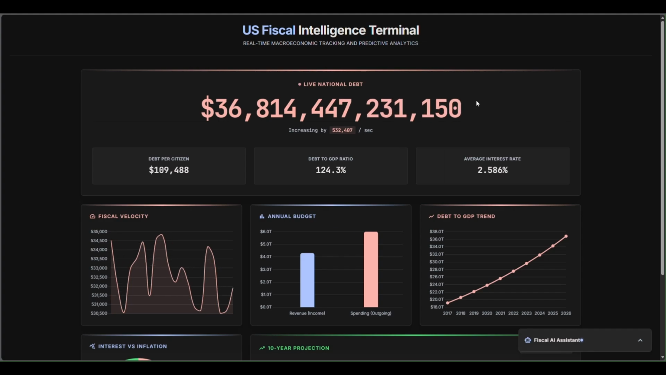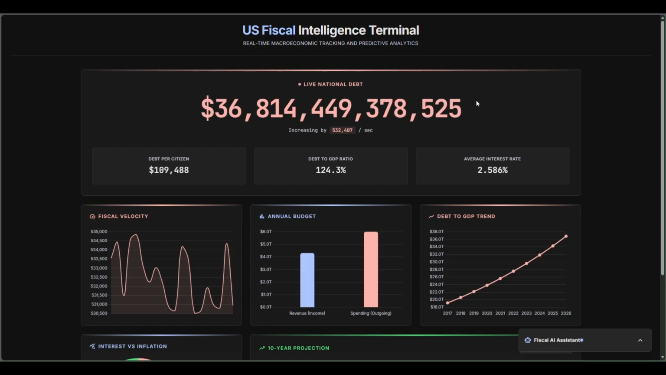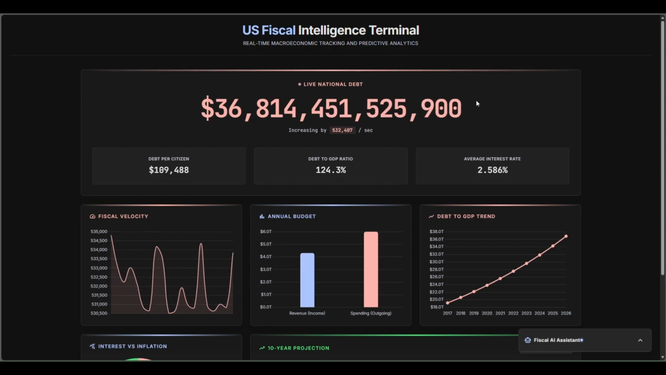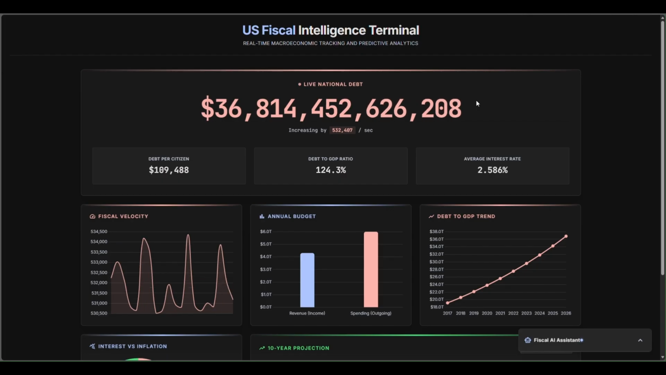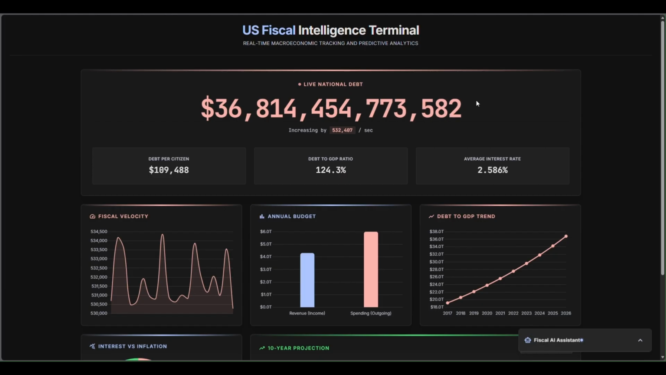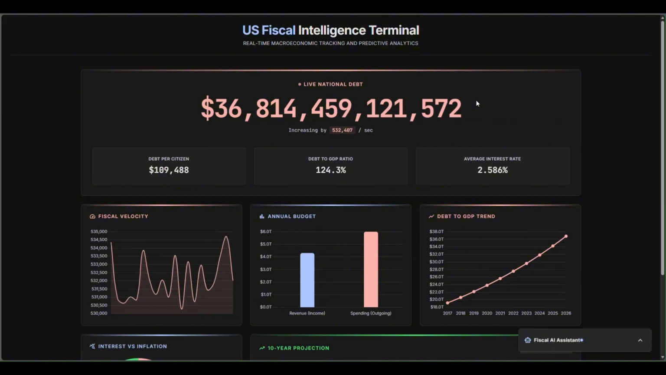My name is Jayden Edwards, and this is the application I've created, the US Fiscal Dashboard, or the US Fiscal Intelligence Terminal. Now, the purpose for creating this application was to inform people who are not necessarily experts in economics or finance and wanted to understand the government's economics.